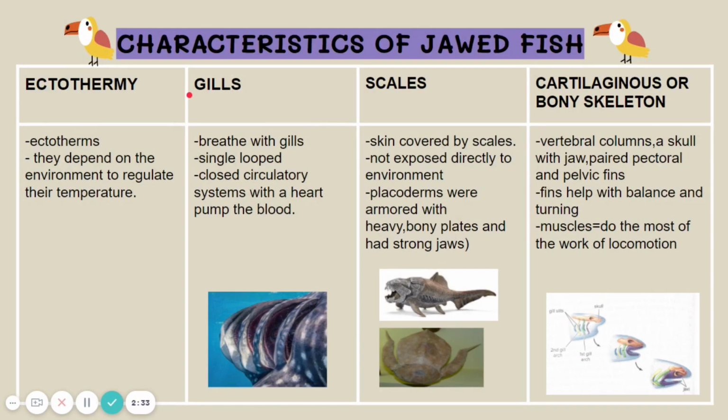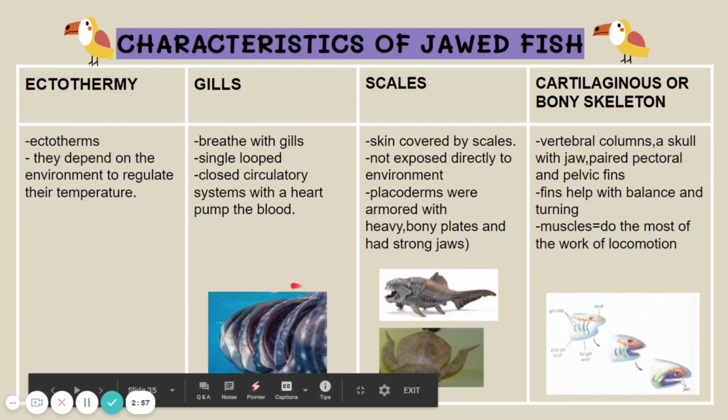First is ectothermy. Ecto means outer and therm means heat, which means they depend on the environment to regulate their temperature. Next is gills. Jawed fishes breathe with gills. They have a single loop, a closed circulatory system with a heart that pumps the blood first to the gills. So this is the shark gills.